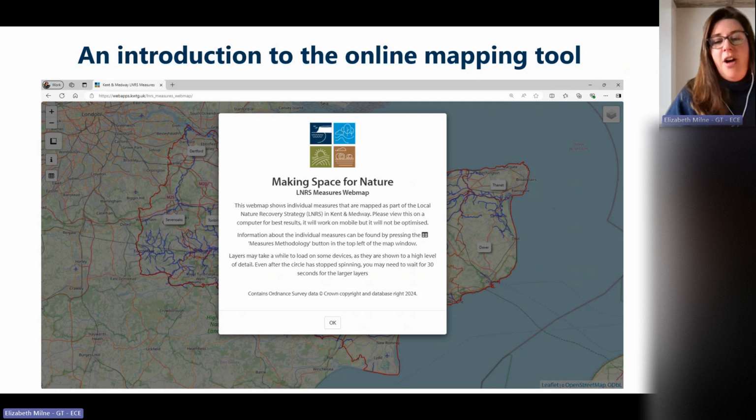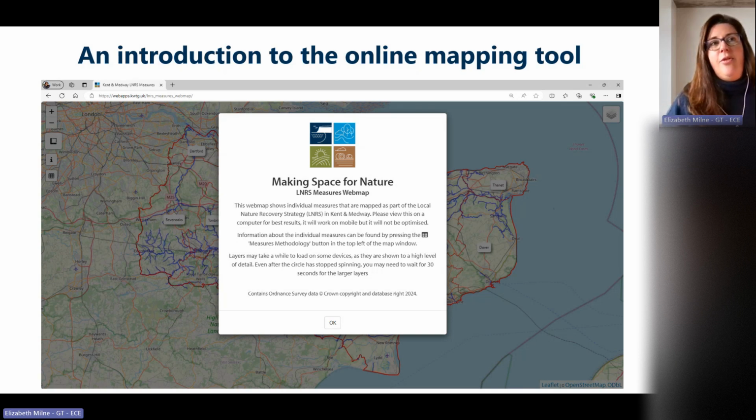So the final part is looking at how the strategy will be used to inform nature recovery, and how you can use the online mapping tool in elements of that. First of all, just to point out, there are quite a lot of elements in relation to how the strategy will do this and how the strategy will do that that we don't yet know.